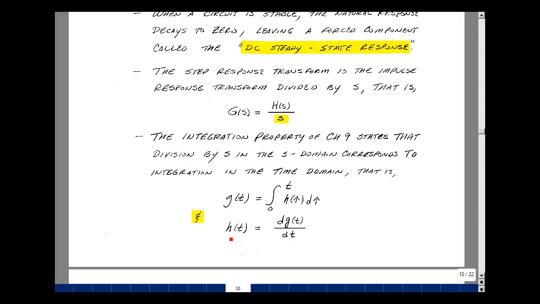So if you can find the step response, you can eventually find the impulse response. Once you have the impulse response, you can solve for any response due to any input. These are some properties of network functions and the step response.